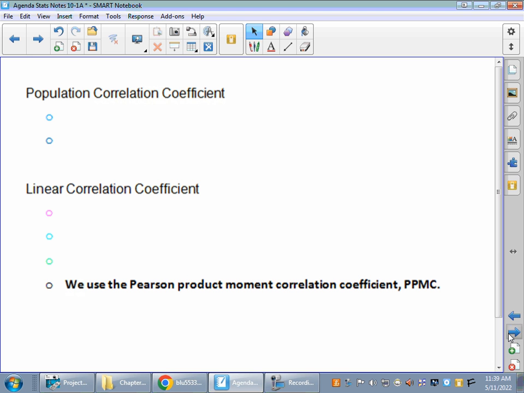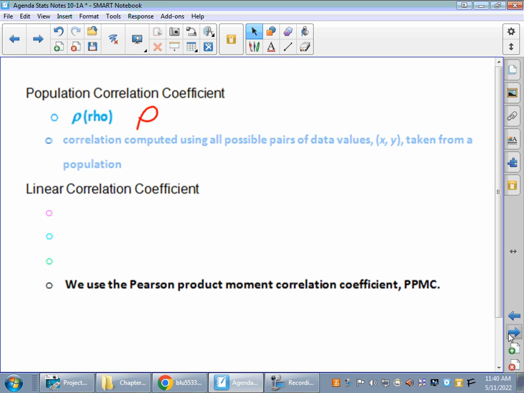All right, so now we're going to get into some more technical stuff. So population correlation coefficient. Here's a new letter for you. It is a little like a P looking thing, and it's actually rho, another Greek letter that I'm sure you're going to be excited to learn. So rho is the population correlation coefficient. That is the correlation computed using all possible pairs of data values taken from a population. That's kind of like mu compared to x bar. So this is for population.